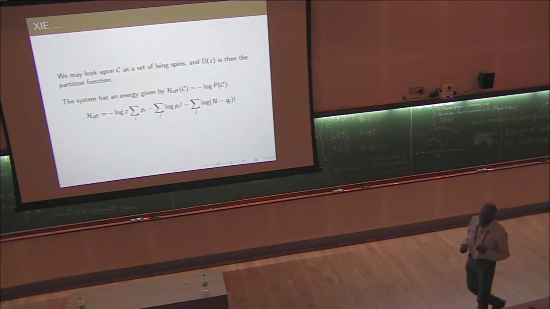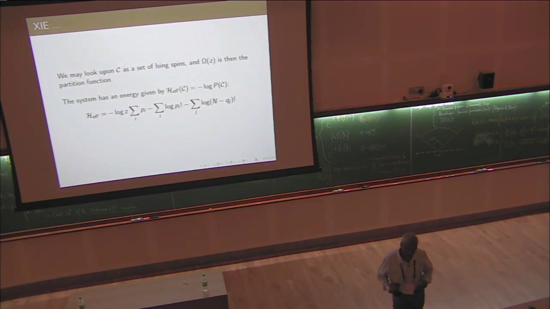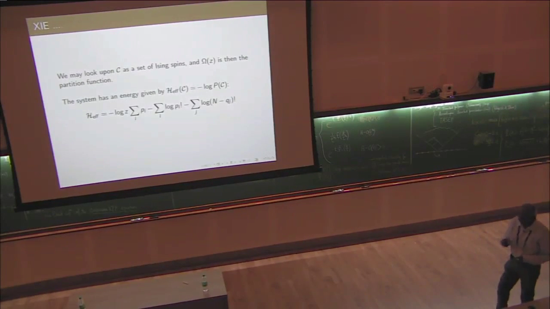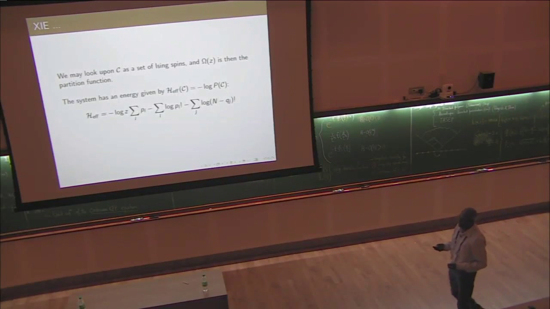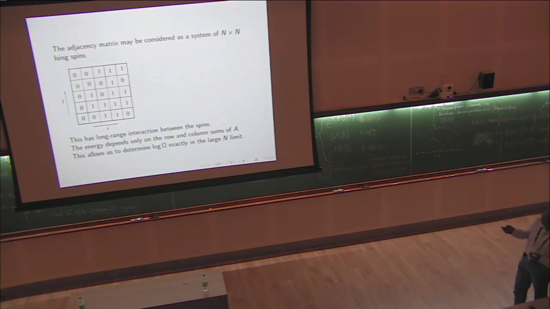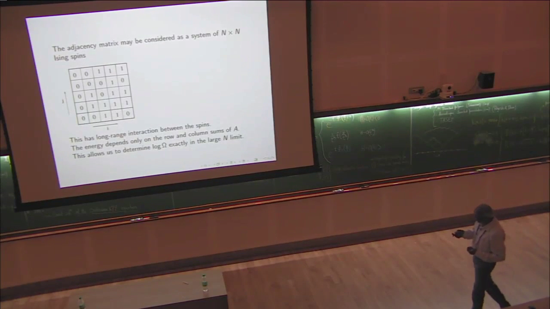Now, if I recall, in the standard mean field theory, if the Hamiltonian depends on the total magnetization, then it's easy to solve. Here, you have a Hamiltonian which depends on row sums and column sums of the square matrix. So it's a little bit more complicated, but can one solve this using mean field techniques? Because the number of variables is 2n, it's much less than n squared. And so this is all it says. It's the adjacency matrix and can be thought of as Ising spins. It has row and column sums. And this condition allows us to determine log omega exactly in the large n limit.